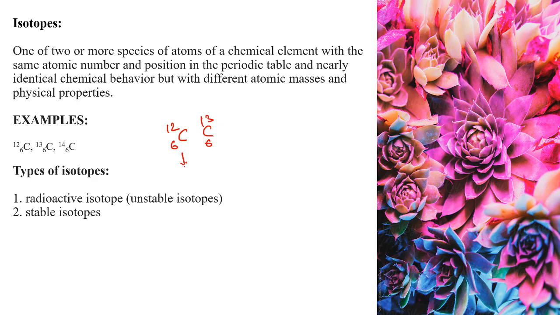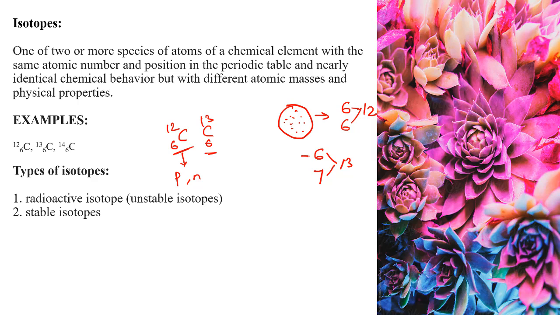Here what is happening? You will have the same number of protons but a different number of neutrons. In this carbon you will have protons and neutrons. If you have 6 protons, then you will have 6 neutrons. That's why you are getting 12: 6 plus 6, 12, right? And in this one, you will have 6 protons but 7 neutrons, then it will become 13.